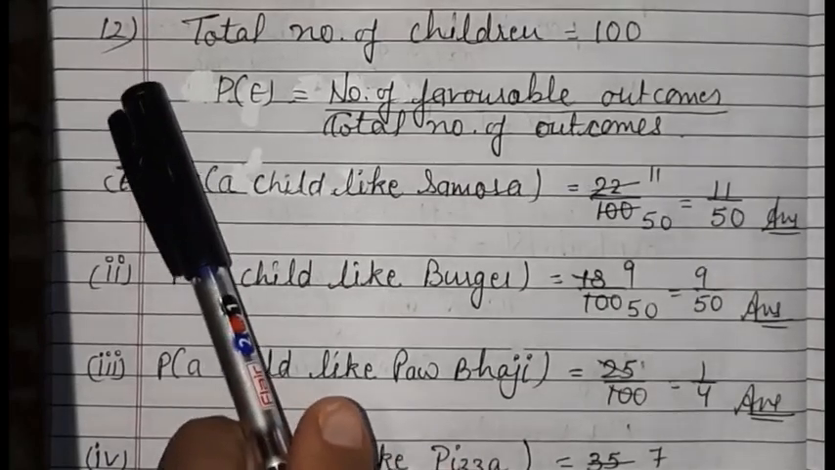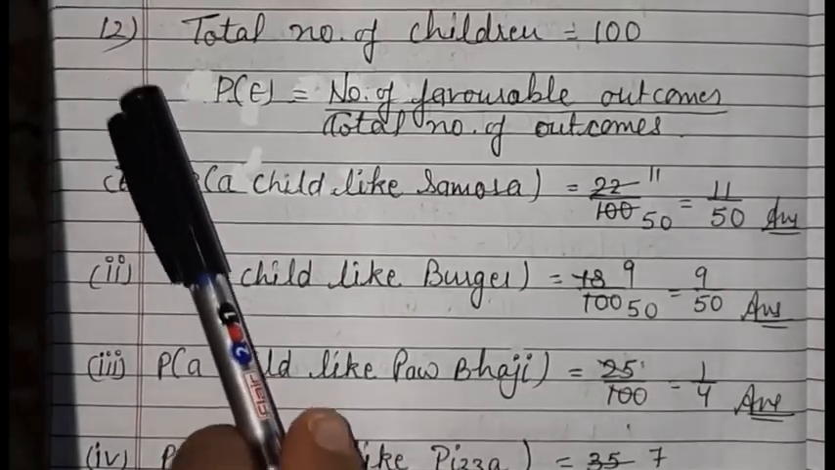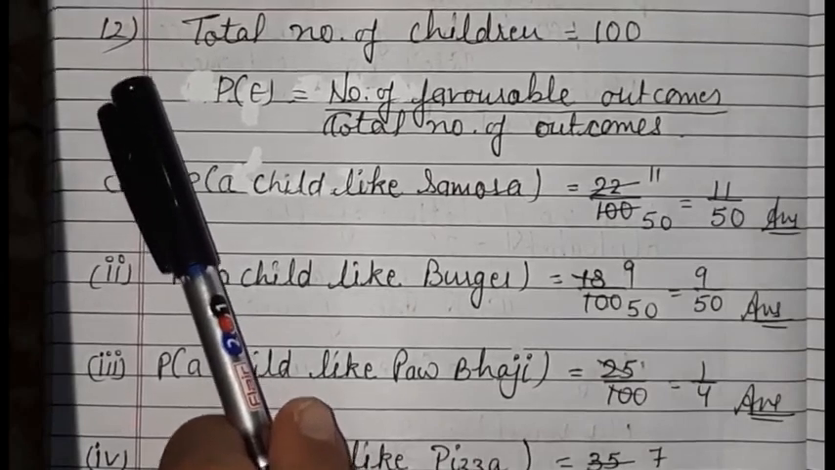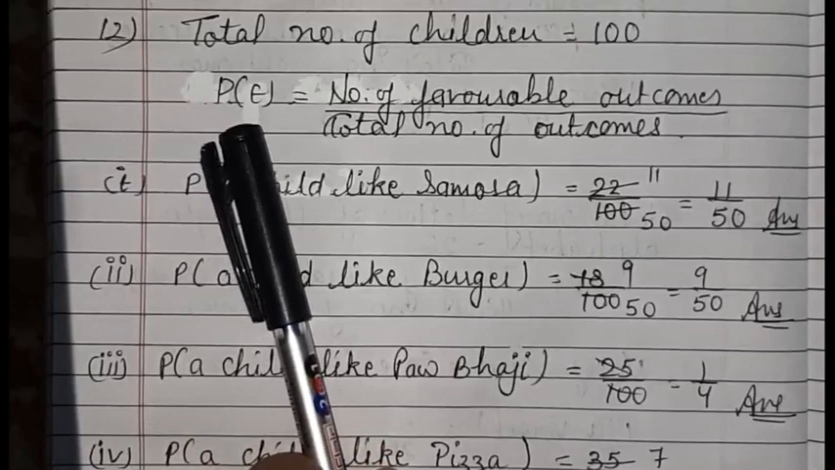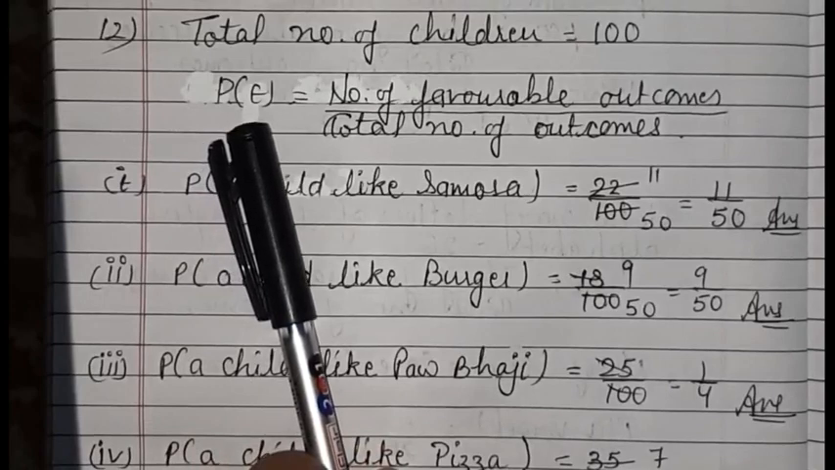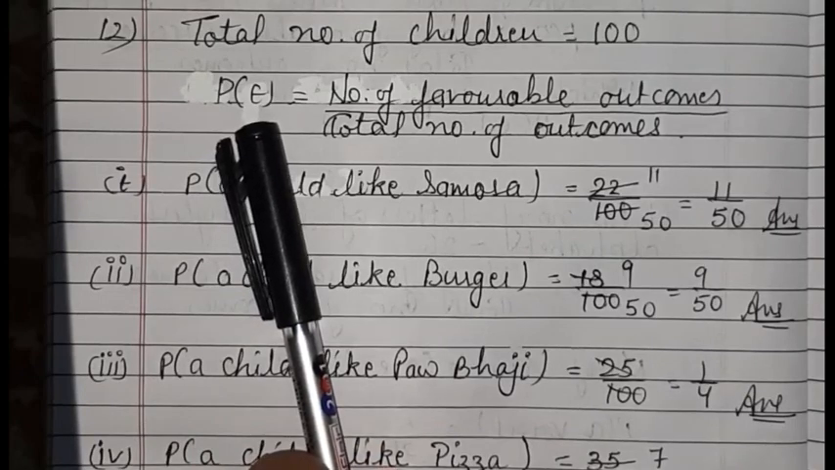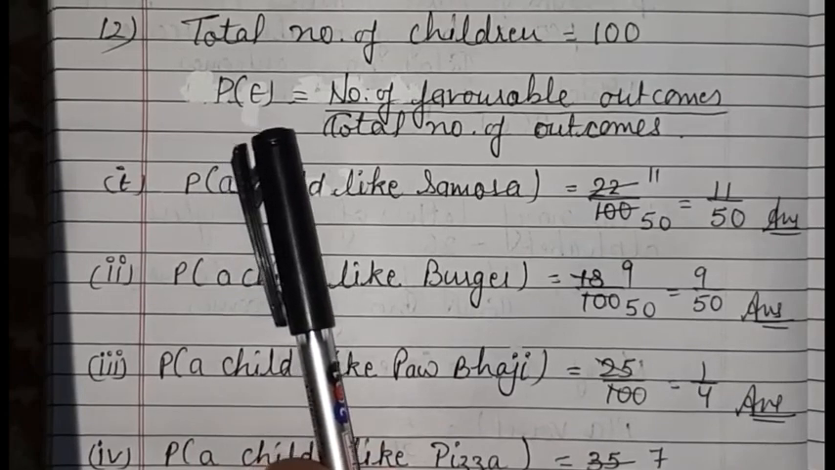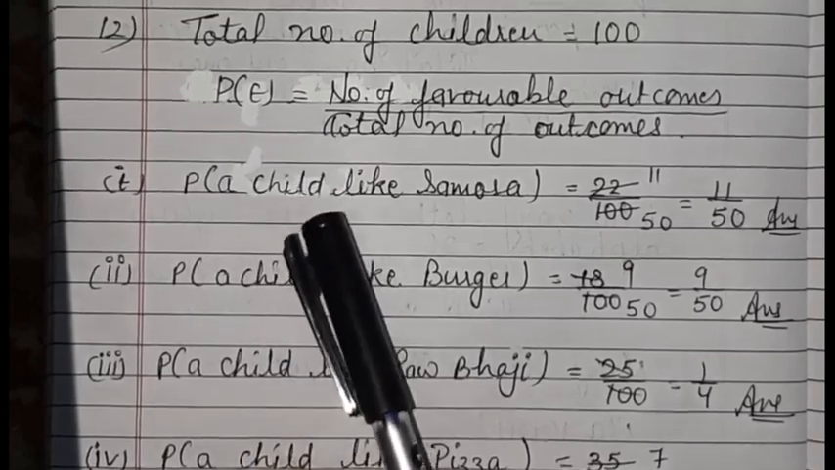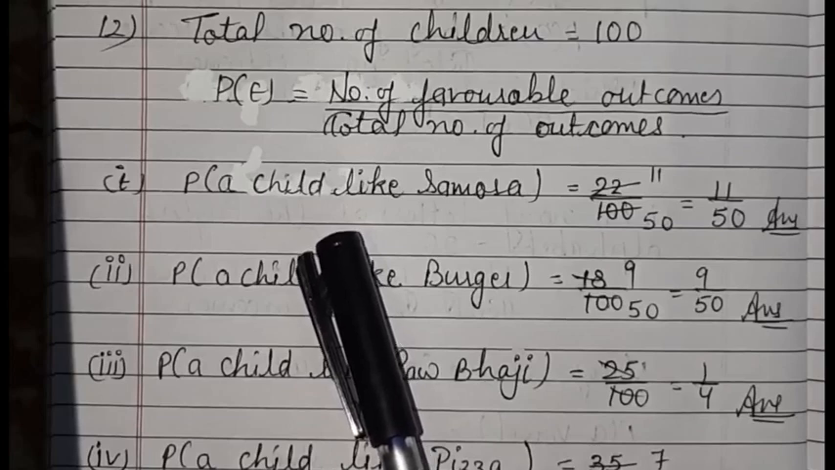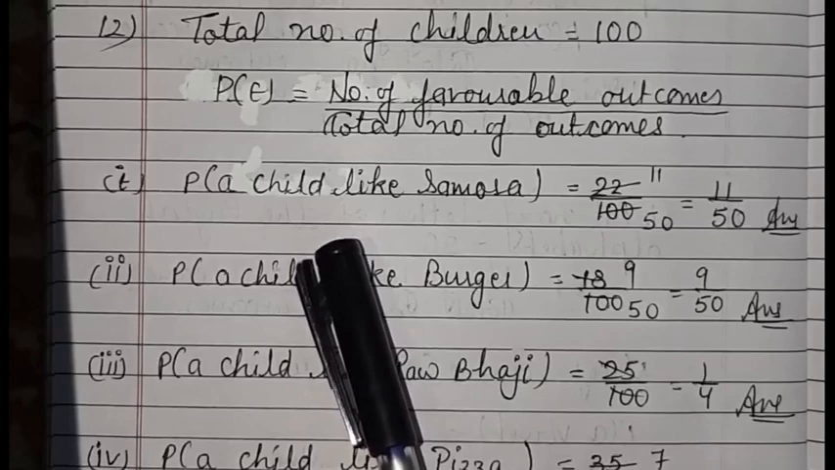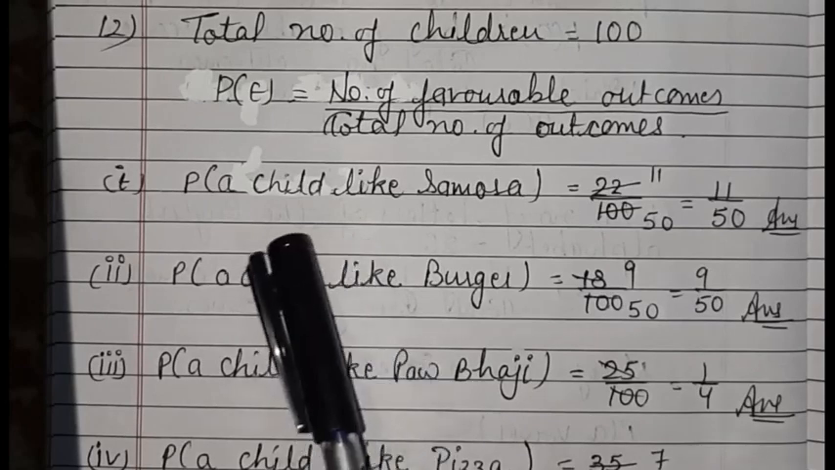Now come to the last numerical of your syllabus, that is sum number 12 of exercise 16D. In a survey of 100 children's favorite food, 35 children's favorite food was pizza. The favorite food of 22 children was samosa. For 18 children it was burgers, and for 25 children it was pav bhaji. If a child is selected from the group at random, what is the probability that his favorite is samosa first?